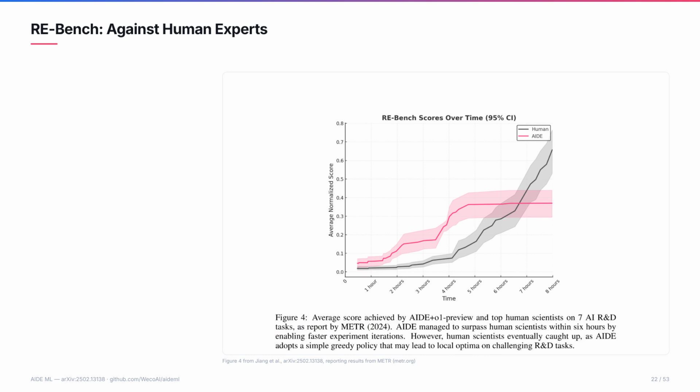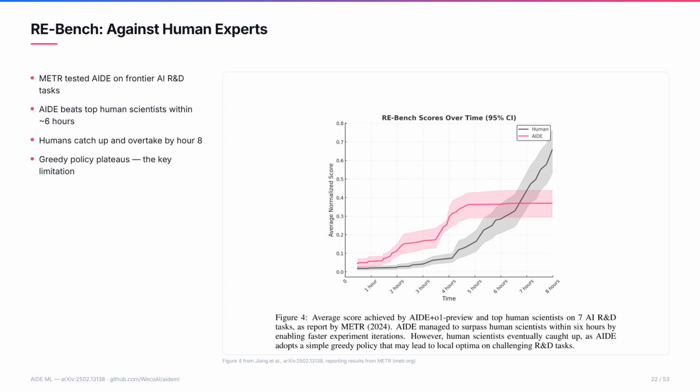METR, an independent evaluation organization, took AIDE far outside its comfort zone. Frontier AI research and development tasks judged against top human scientists from DeepMind, OpenAI, Anthropic, and leading universities. Look carefully at this chart. In the first 6 hours, AIDE is ahead because it can iterate far faster than a human. But then it flattens, and the humans overtake it around hour 8. The paper is candid about why: AIDE adopts a simple greedy policy that can get stuck in local optima.